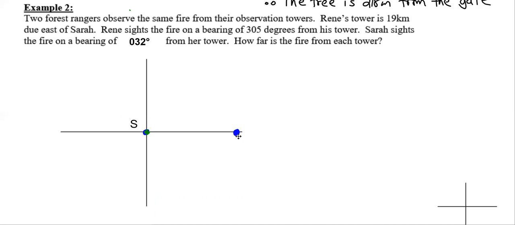It's not disappearing on me. Let's get rid of that. Okay, let's try this again. This would be Sarah, and then Renee is over here, and Renee is due east. So due east would be that kind of a measurement. There's Renee, and I do have that distance in there, 19 kilometers, so I can write that in.